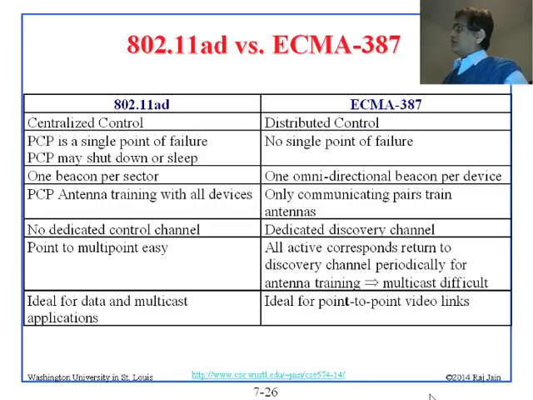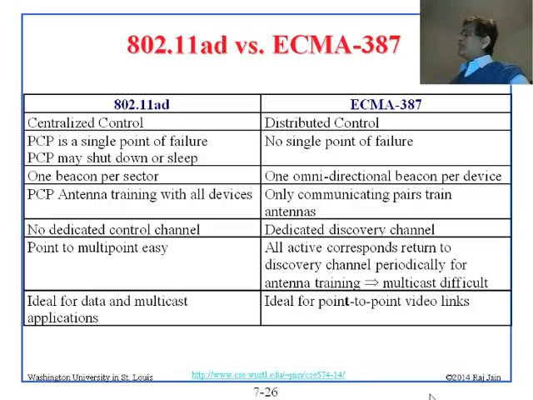So only when you talk to a neighbor do you train the antenna. There is no dedicated control channel or dedicated discovery channel. Point to multi-point is easy. Here, all active correspondents use the discovery channel periodically for antenna training, and therefore multicast is difficult. Basically, as I said, the type B stations are only point to point, so if you want to do multi-point multicast, it is difficult.